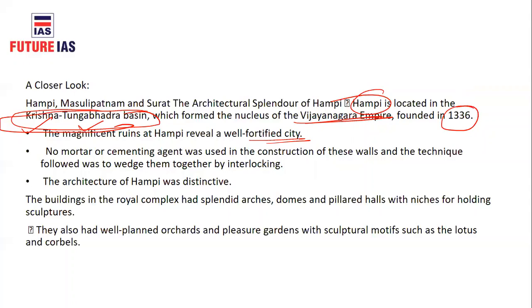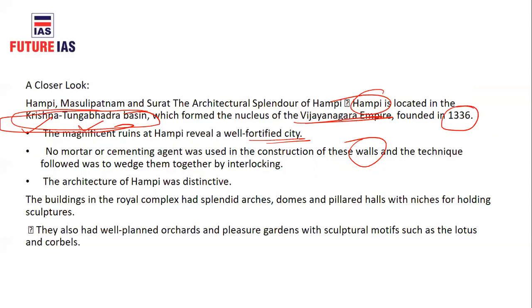But you must understand, no cementing agent was used in the construction of the walls of these temples, right? There were only some techniques which were used, which were basically the interlocking of different types of wedges.